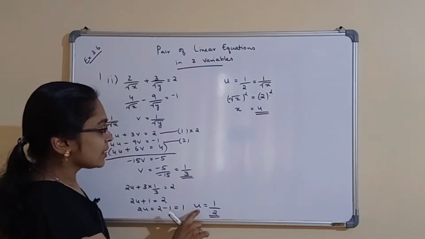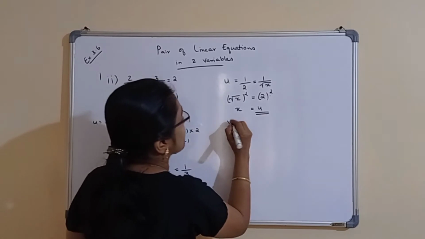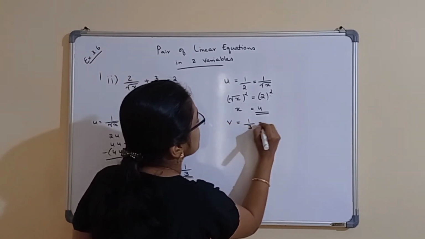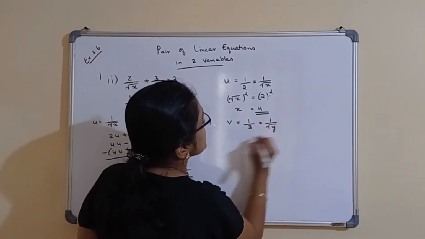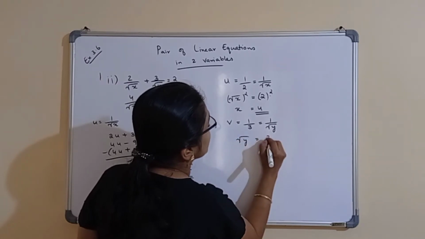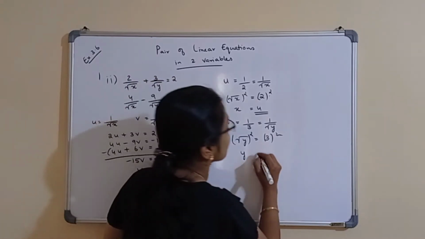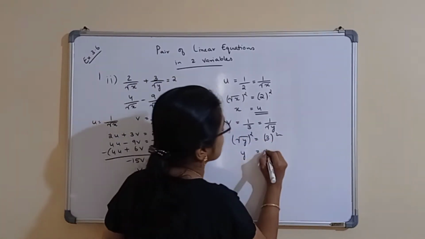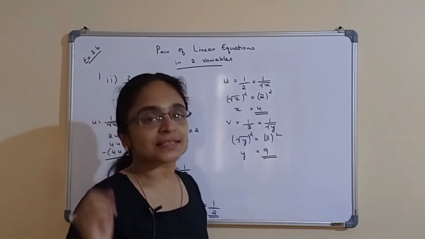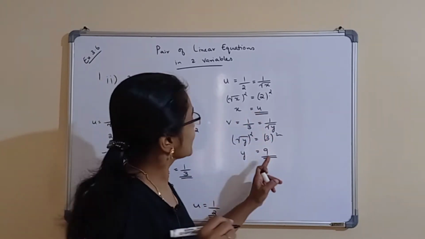And we have v equal to 1 by 3, which is equal to 1 by root y. So root y is equal to 3, which means the root of y square is y. y is equal to 3 square, which is equal to 9. So the value of x here is 4 and y is 9.